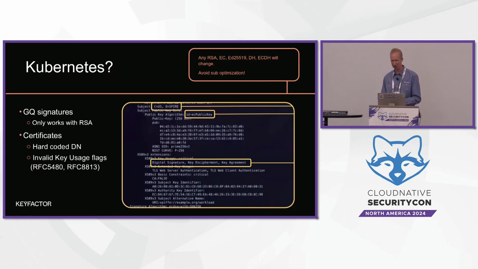This is an example of a SPIFFE certificate, which comes from a built-in PKI. It has a hard-coded distinguished name which says US, not too much to bother about, but it uses an elliptic curve public key, which is really good, actually. But then it has invalid key usage flags, for example. According to RFC 8813, you are not allowed to have key encipherment key usage on an EC public key.